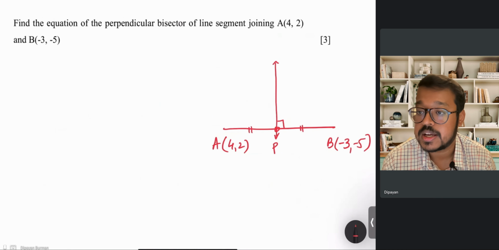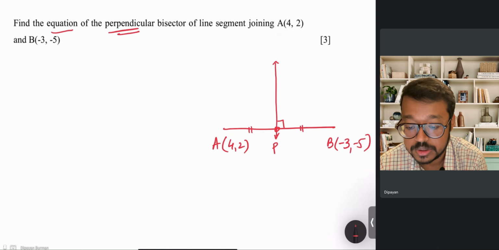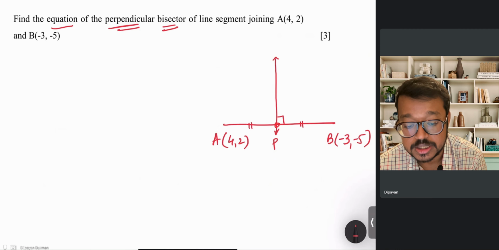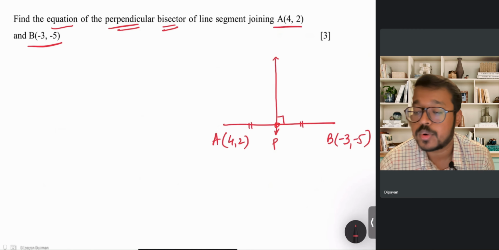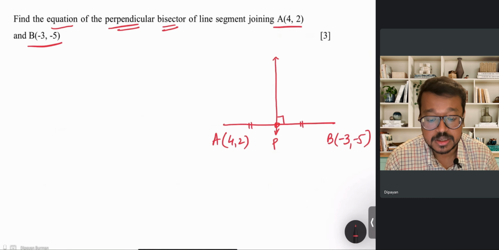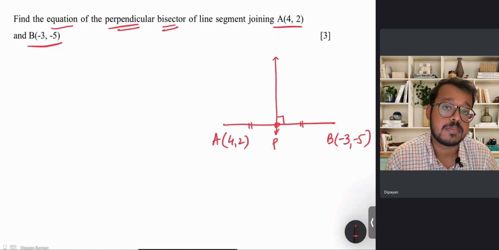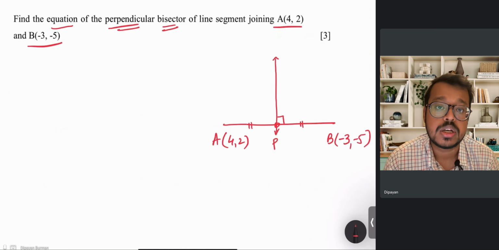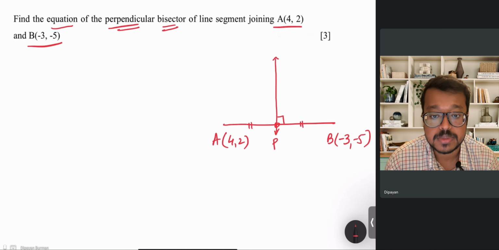Here we have to find the equation of the perpendicular bisector of the line segment joining point A (4, 2) and point B (minus 3, minus 5). I've already drawn a rough figure to represent the question. We have a line segment AB, the coordinates of the points are given, and we have to find the equation of the perpendicular bisector of this line segment. The perpendicular bisector means it will be bisecting the line, or dividing the line segment into two equal parts, and it's also perpendicular to the given line segment.